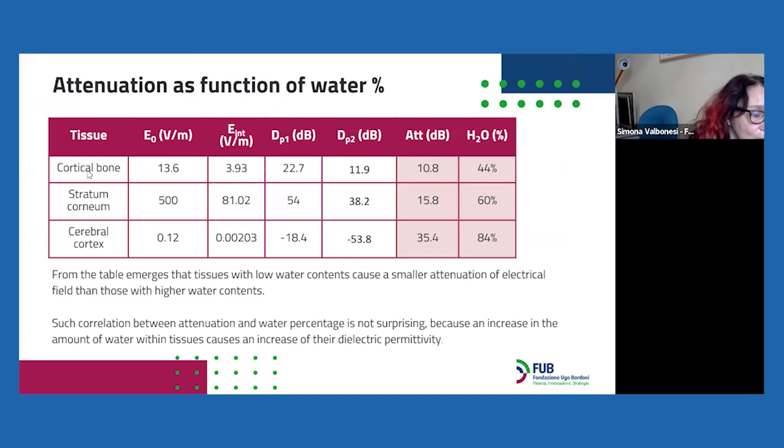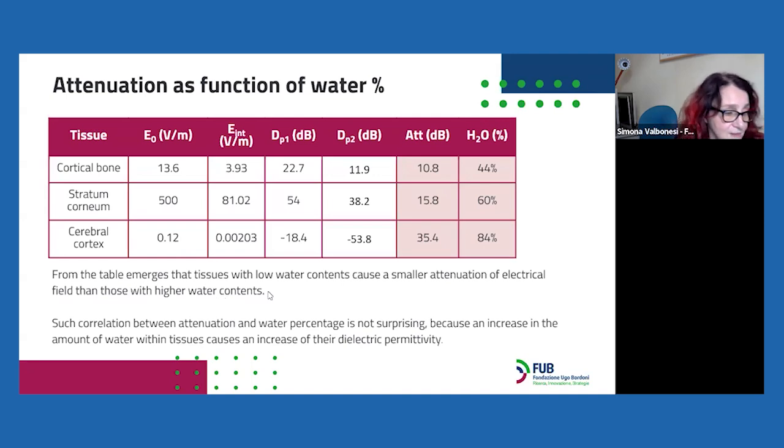In the table, we chose 3 different tissues: cortical bone, stratum corneum, and cerebral cortex, having different percentages of water inside. We calculate, using the described methodology, the E0, the electric field at the interface, the internal E, and then we calculate the attenuation.